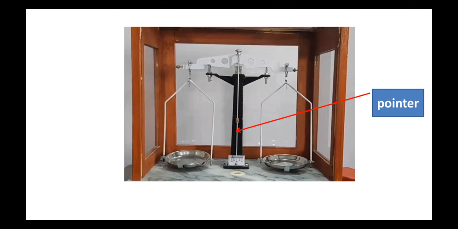The pointer moves left and right. It swings on both the sides, right and left. When it swings equally on both the sides, then we can say that the physical balance is working properly, or we can say that the masses are balanced. Then if you can see properly over here in the center, you have the ivory scale. It has markings from 0 to 20. Now these markings are used to take the readings.